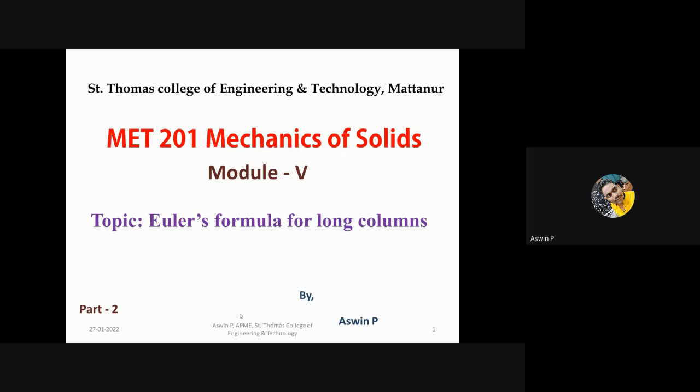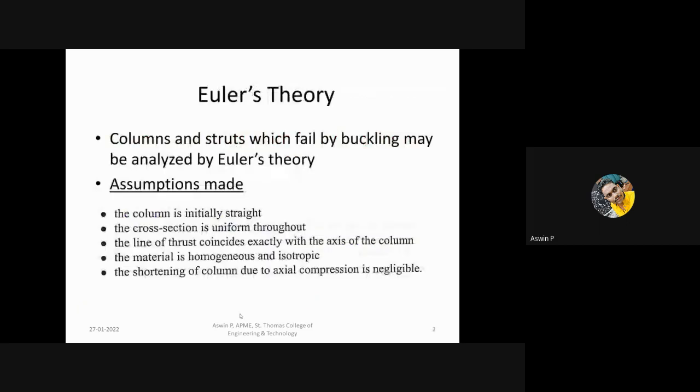So today we are going to discuss Euler's equation or Euler's formula for long columns. It's purely for long columns. As we have already discussed, long columns fail due to crippling or buckling load. So we are going to study that area. For that, first of all, we must know Euler's theory. The column and strut which fails by buckling may be analyzed using Euler's theory.